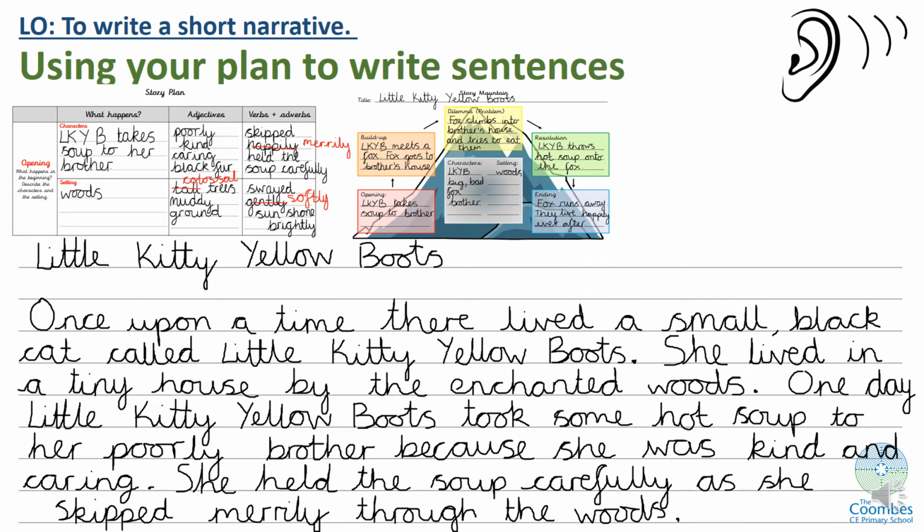Little Kitty Yellowboots. Once upon a time there lived a small black cat called Little Kitty Yellowboots. She lived in a tiny house by the enchanted woods. One day, Little Kitty Yellowboots took some hot soup to her poorly brother because she was kind and caring. She held the soup carefully as she skipped merrily through the woods. And it makes sense, so now I would use my plan to look at the next bit, the build up.